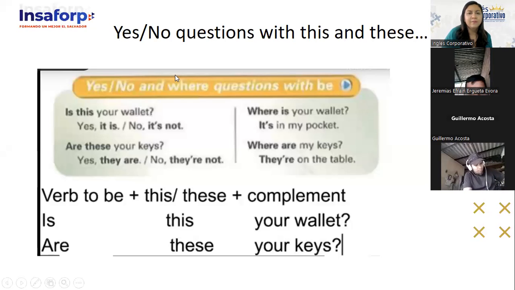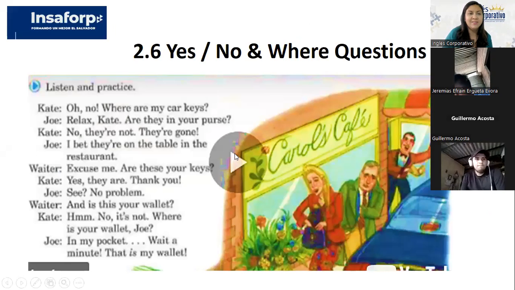For example, is this your wallet? Yes, it is, or no, it's not. Are these your keys? Yes, they are, or no, they are not. Esta viene de una conversación que está aquí between Kate, Joe, and the waiter. ¿Quién le gustaría ser Kate?